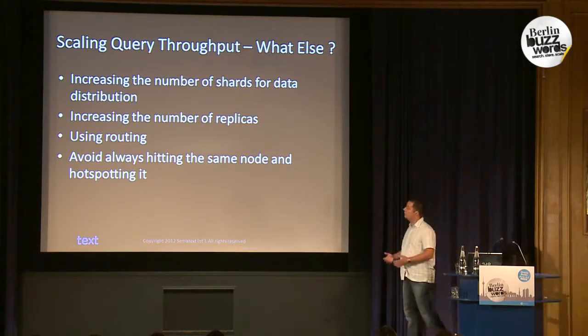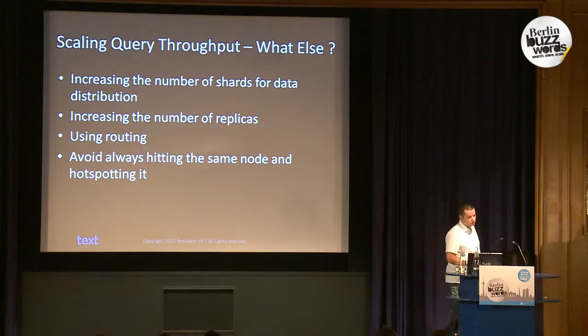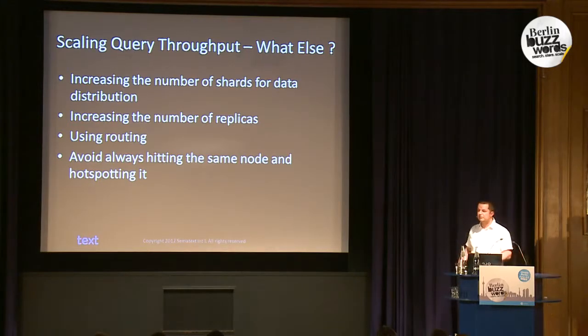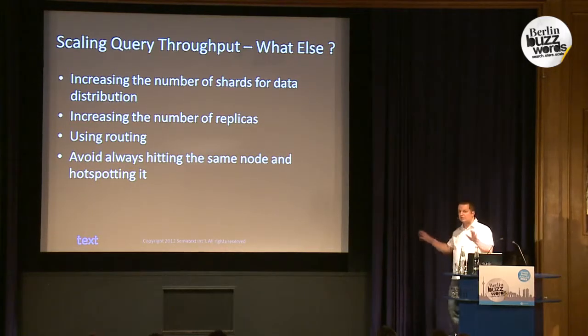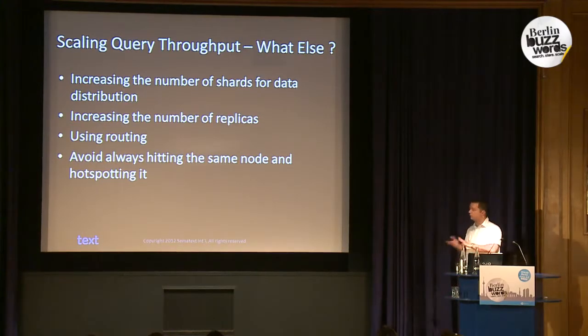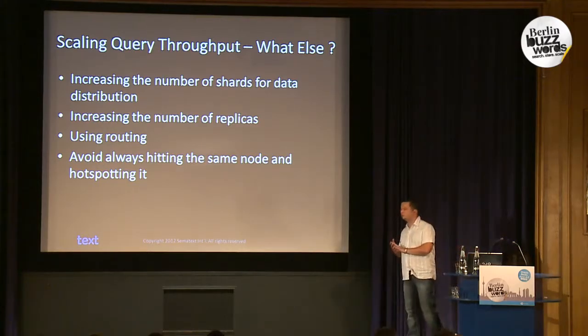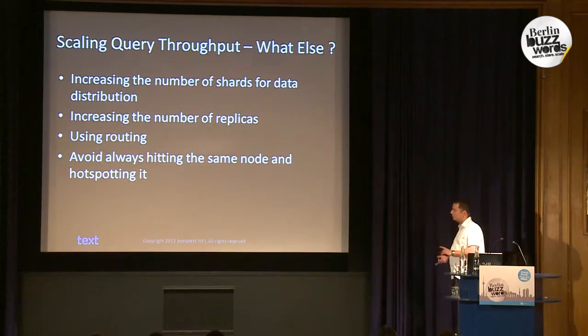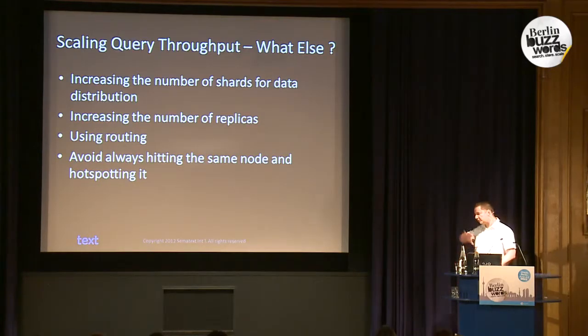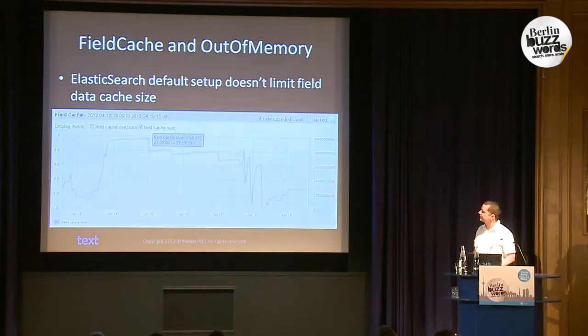What else can you do about scaling query throughput? You can increase the number of shards for data distribution and distribute the data across different nodes. You can increase the number of replicas. You can use routing and always avoid hitting a single Elasticsearch instance and avoid hotspotting it. You can do that with distributing, with parameters, and with specifying shard allocation and so on.